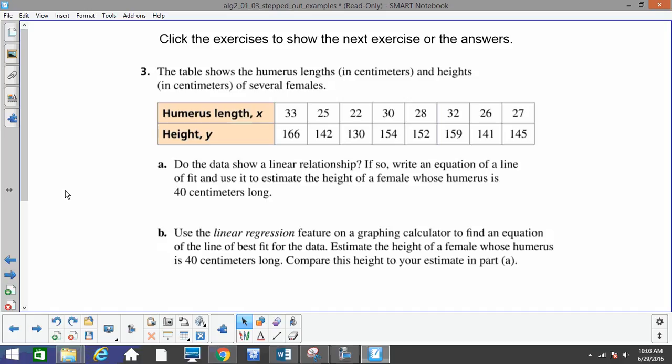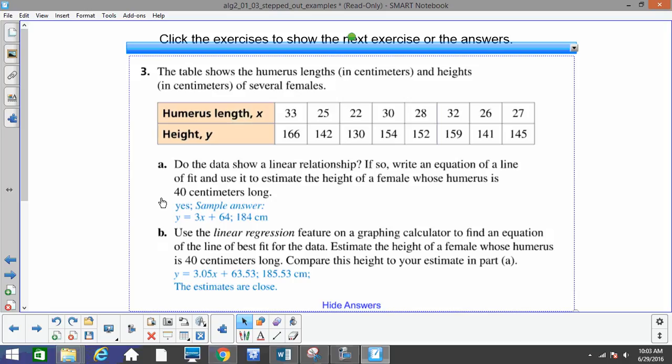Take a second, pause, try answering these yourself. Just do A. For A, the answer is yes. Plot it, draw your line. You might not get something exactly like that, but you should get something very similar.